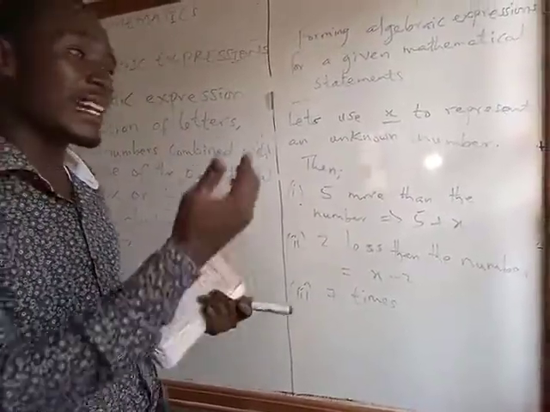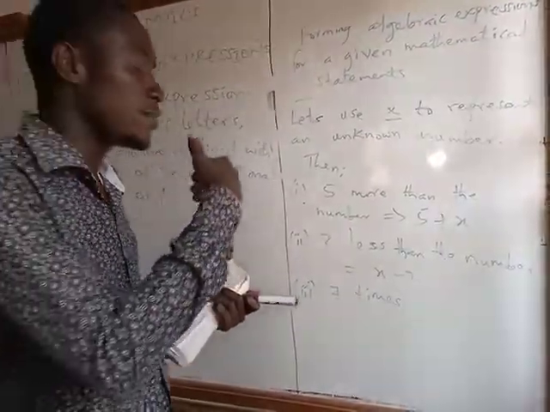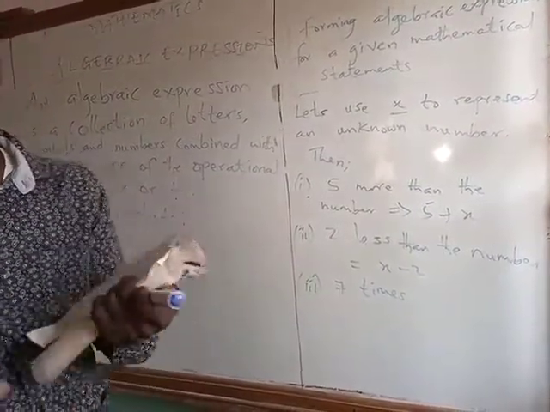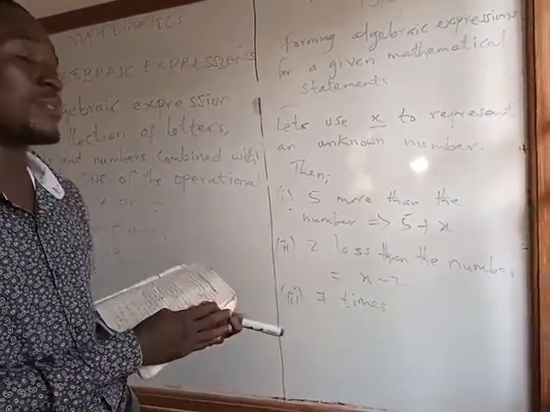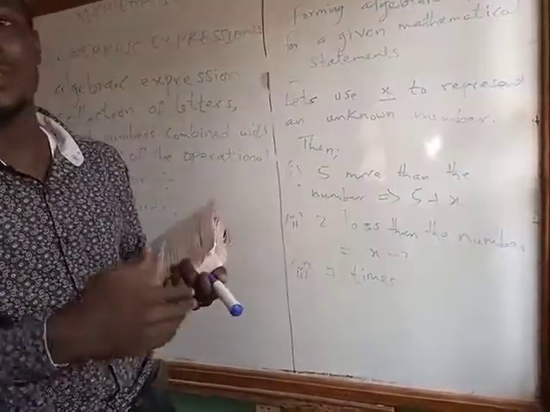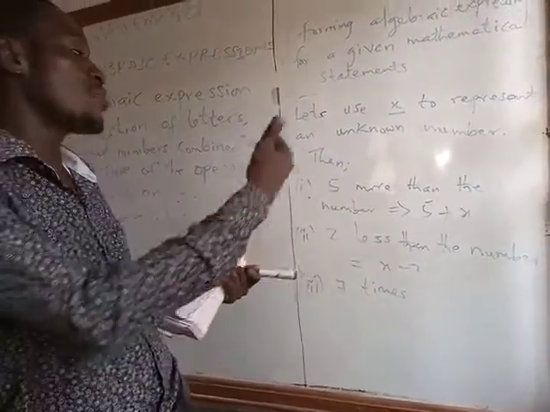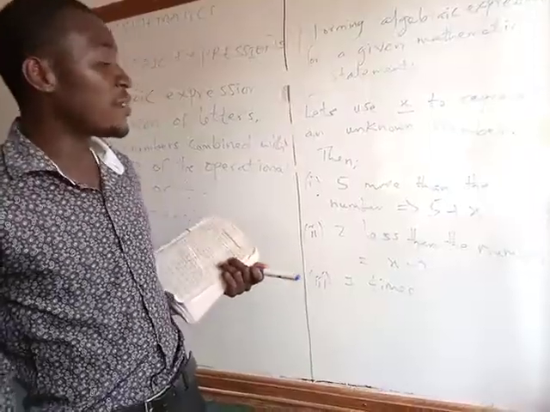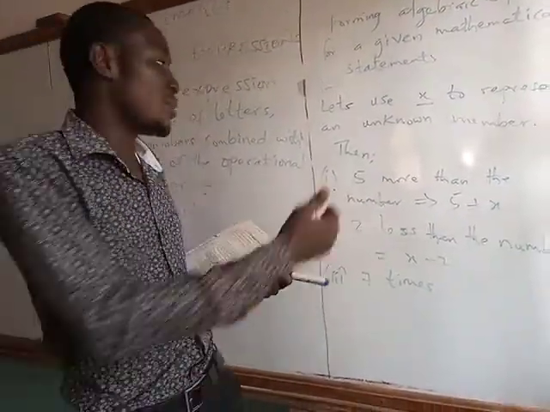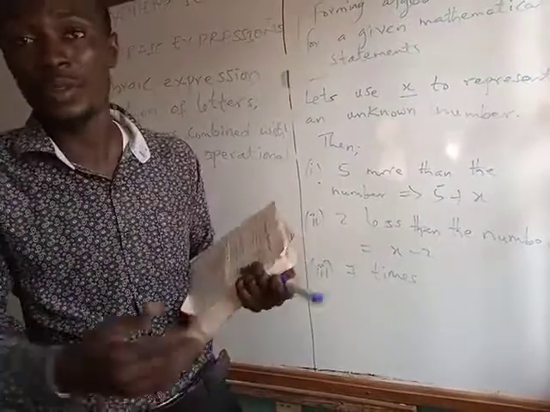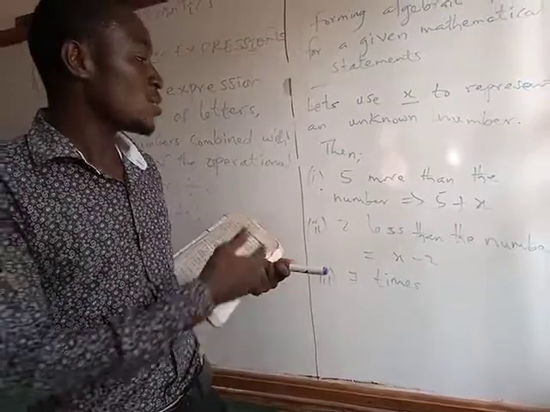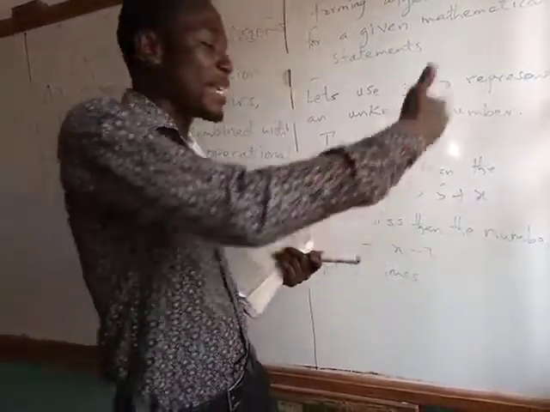So right now, in case someone asks you, 5 more than a certain number, how do you represent such a statement using algebra? First, we have already agreed on using x to represent that certain number. It's unknown, because I didn't give you any clue on what that number is. So 5 more than the number will be 5 plus x.